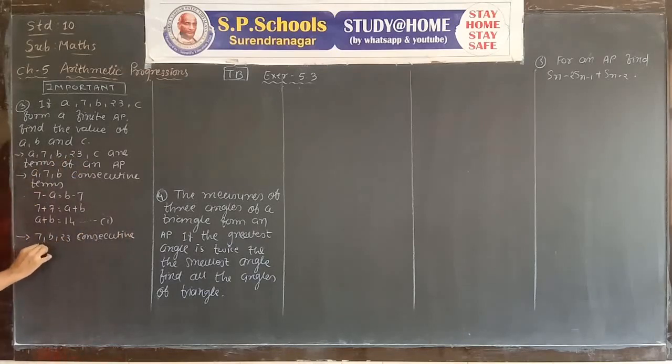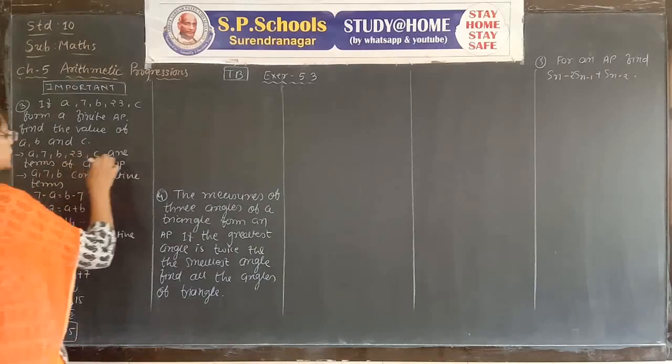consecutive terms. That's why B minus 7 is equal to 23 minus B. Therefore, B plus B is equal to 23 plus 7. B plus B, which is 2B, 23 plus 7, which is 30. That's why B is equal to 30 upon 2. Two 15s are 30, therefore the value of B is 15.